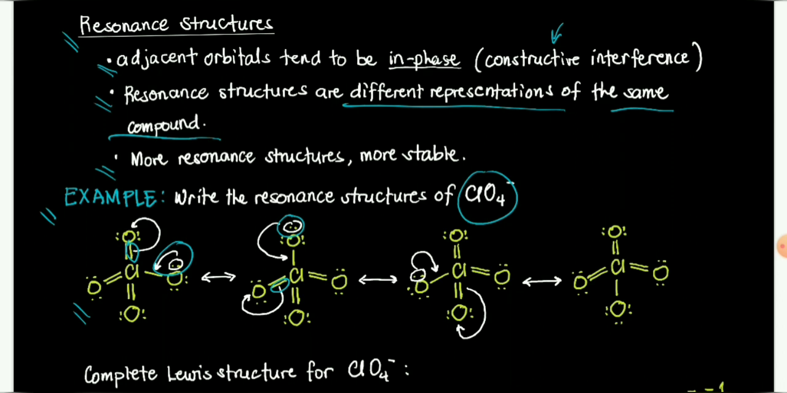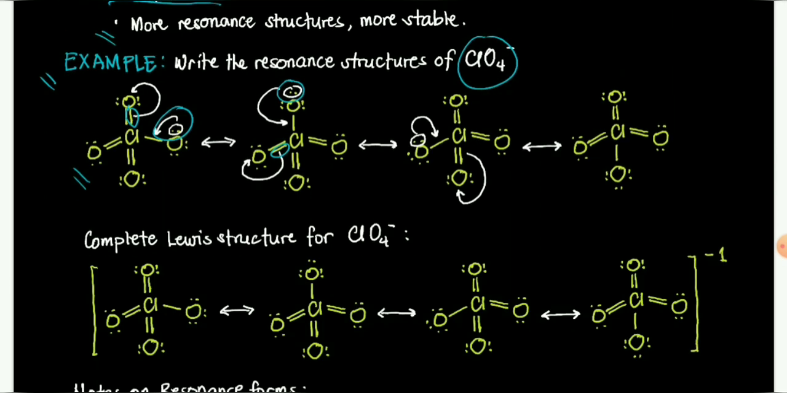So pwede rin yung mga nitrogens, yung nitrogen, for example. So kapag ganon, okay, i-mind nyo yung number of electrons around the ligand, kasi hindi po pwedeng sumobra sa 8 yung electrons na nasa ligand. Okay? So, kapag alam na natin lahat ng resonance forms ng ating perchlorate anion, we can now write the complete Lewis structure of the perchlorate anion.